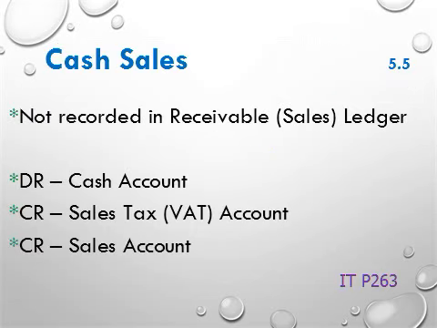Cash sales are not recorded in the sales ledger, but the double entry would be as follows: debit, cash account; credit, sales tax account; credit, sales account.